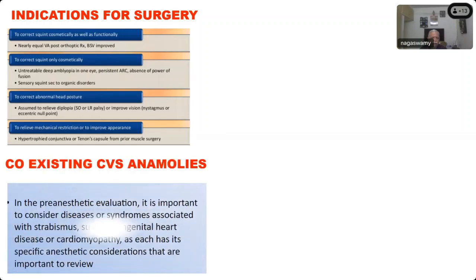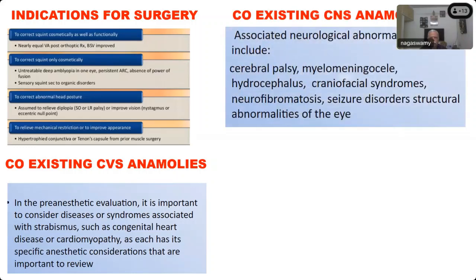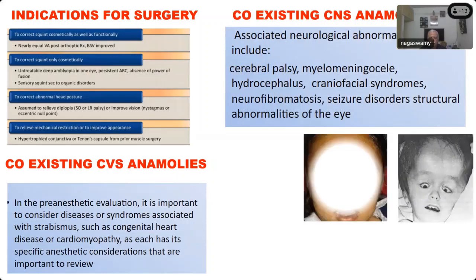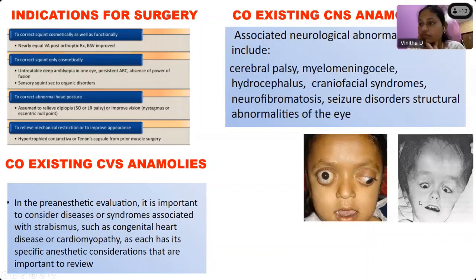Some of the coexisting serious anomalies which can happen in patients with strabismus are they can have congenital heart disease or cardiomyopathy. So make sure that you examine the child for all these things. And coexisting CNS anomalies can be cerebral palsy, hydrocephalus, craniofacial syndromes, or neurofibromatosis. And so this is the case of you can see classical sunset sign and hydrocephalus with a large head. This is an Apert syndrome child, and this is a cerebral palsy child.